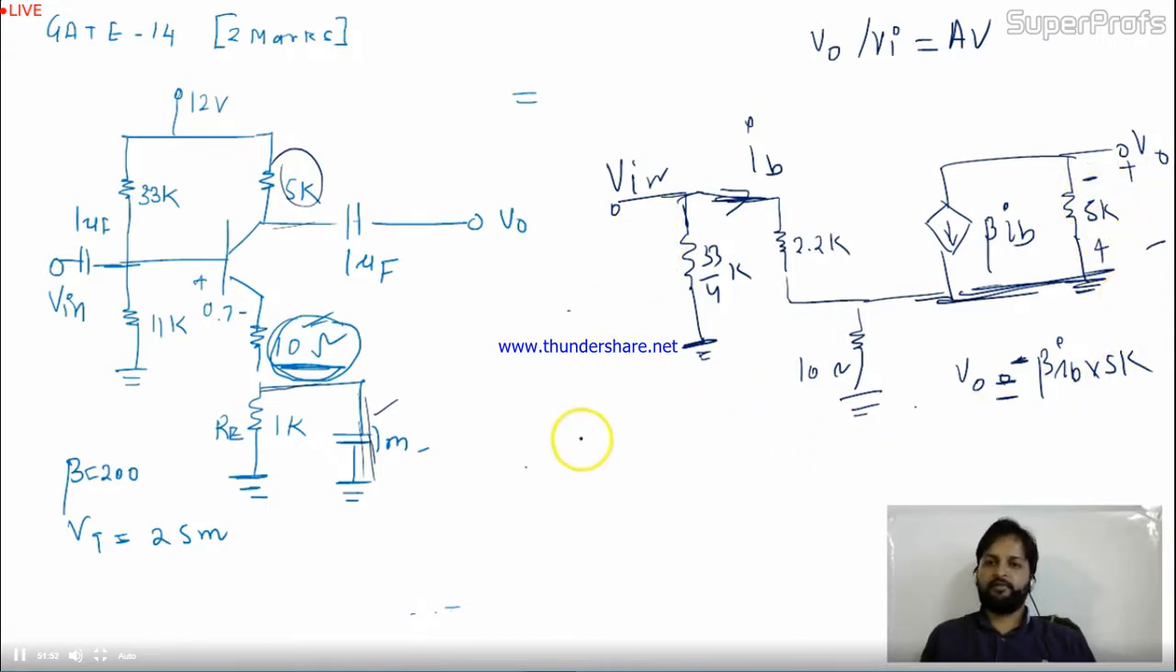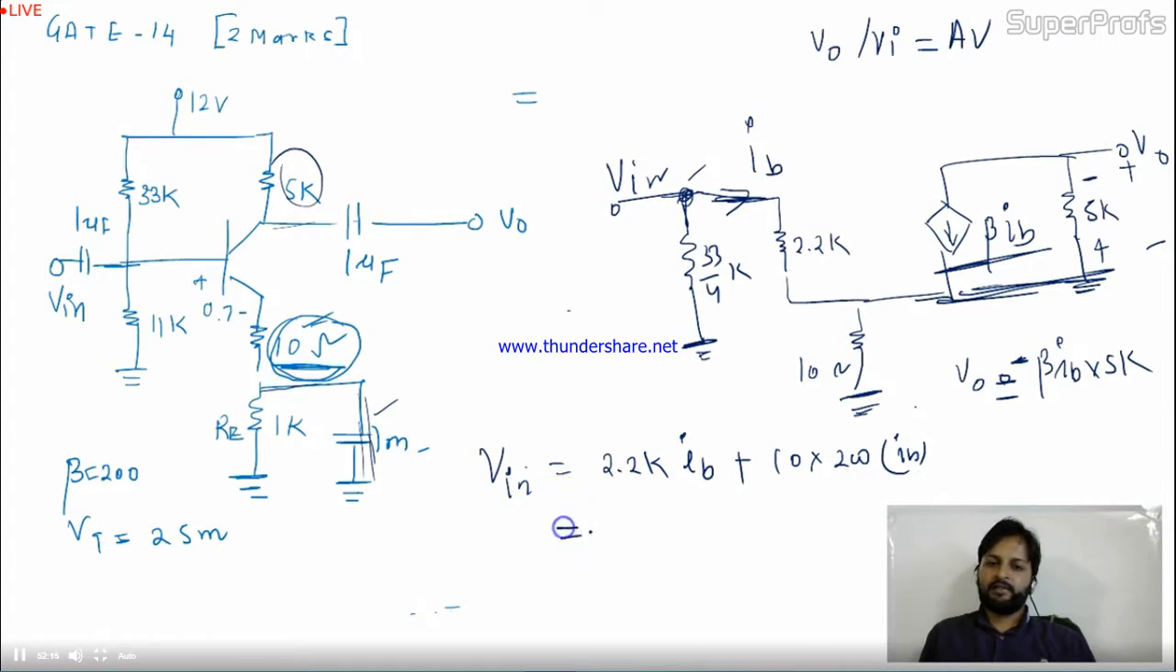Come to the Vin. For Vin, the procedure is simple: start from this point and go to ground. So Vin is nothing but 2.2K of IB plus this 10 into beta, and this is 200 IB. So it is 2.2K plus 2K IB, so it is 4.2K IB. This is Vin.